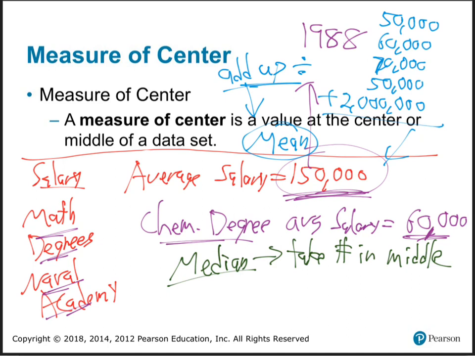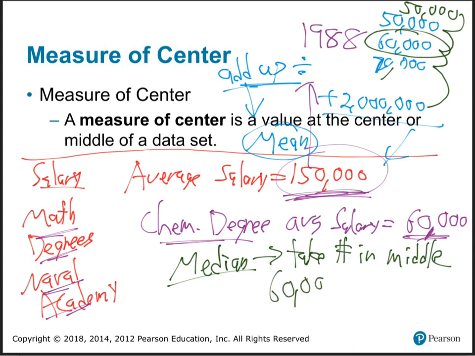So if I put these in order, actually, I'd have to move this 50,000 up here. Okay, now they're in order. They go from lowest to highest, right? So 50, 50, 60, 70, and then David Robinson at 2 million. Which number is smack dab in the middle? There are 5, like the fingers, so there is a middle. This one right here, 60. There are 2 numbers below him, 2 numbers above him. So what would the median be? $60,000. That's the real average.